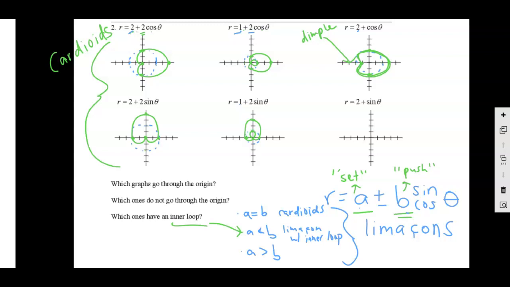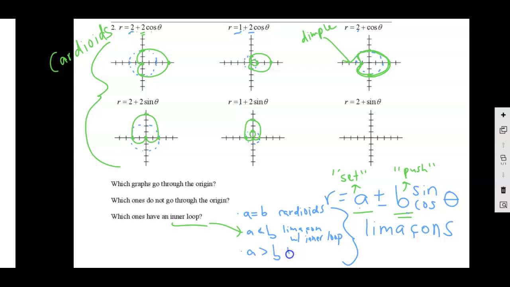But the idea is if I set it out and then I push it back a little bit, but the amount that I push, the coefficient b, is less than the amount that I set it out, the constant, you don't push it all the way back to the pole. You don't push it through the pole, so there's no inner loop. It's not a cardioid. If I push it only a little bit, you will have that little indentation, that flatter side. And we call that a dimpled limaçon, right?